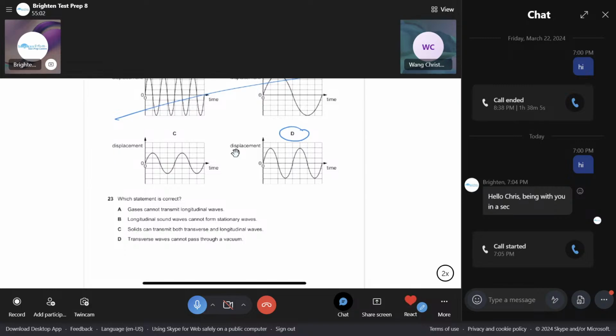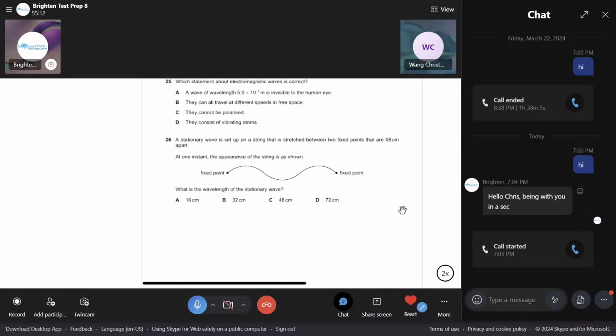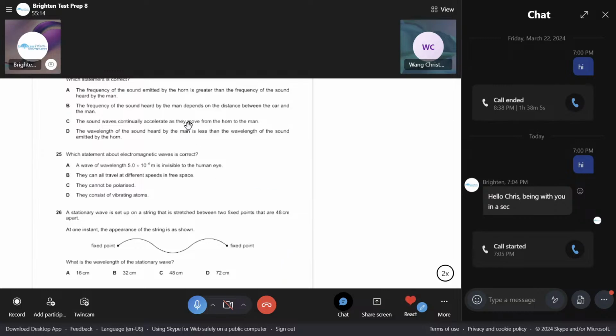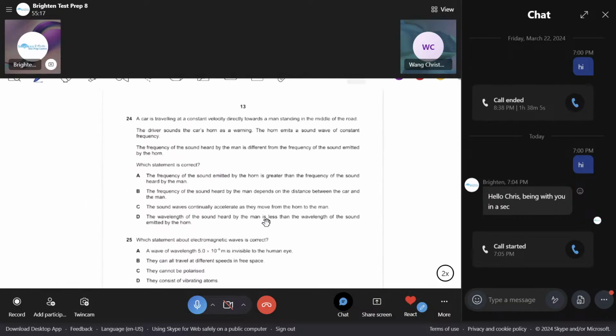C. C, right? Exactly. All right. Number 24. So which problem are we talking about here? Doppler effect. Okay, that may be of help for the answer.